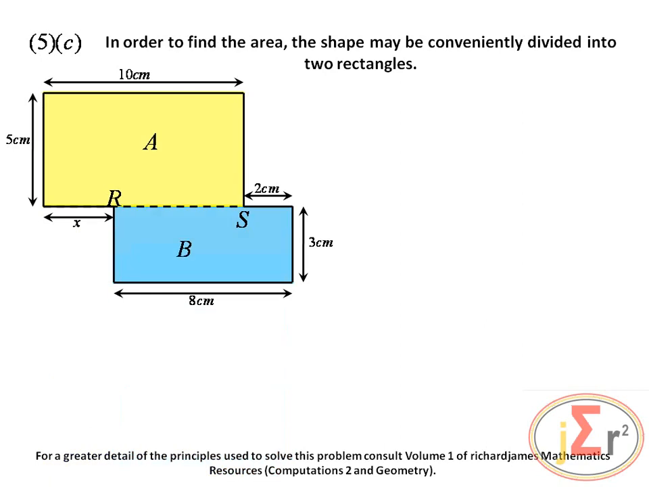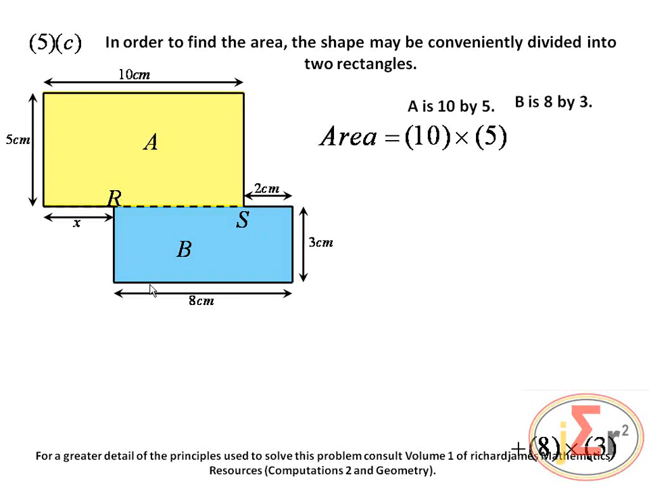So, we are calculating the area of the entire floor first. As a matter of fact, that was required by the statement of the problem. So, let's do that. The area is equal to the first part, A, which is 10 by 5. And the other part, B, is 3 by 8, or 8 by 3.